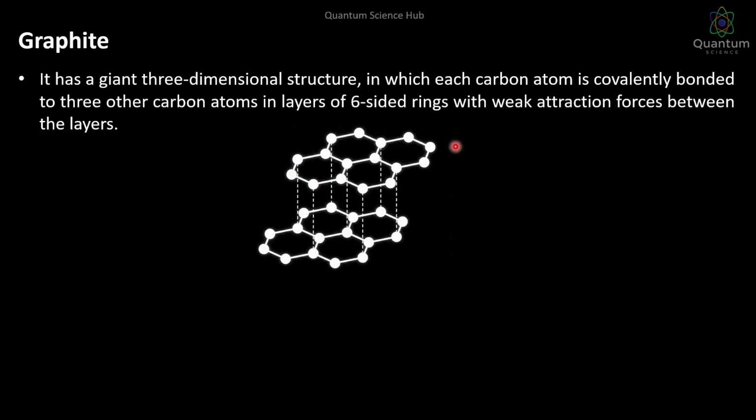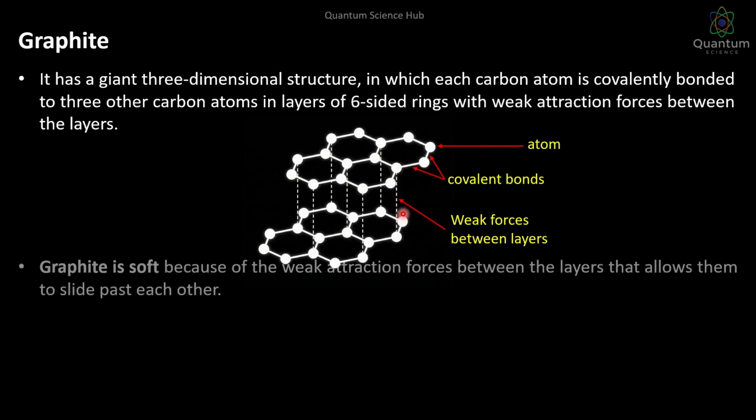So this is the first layer, or I can say the top layer, and this is the second layer or the bottom layer. As you can see in here, this is the carbon atom, and this line shows the covalent bonds between carbon and carbon, and this is the weak forces between the layers.